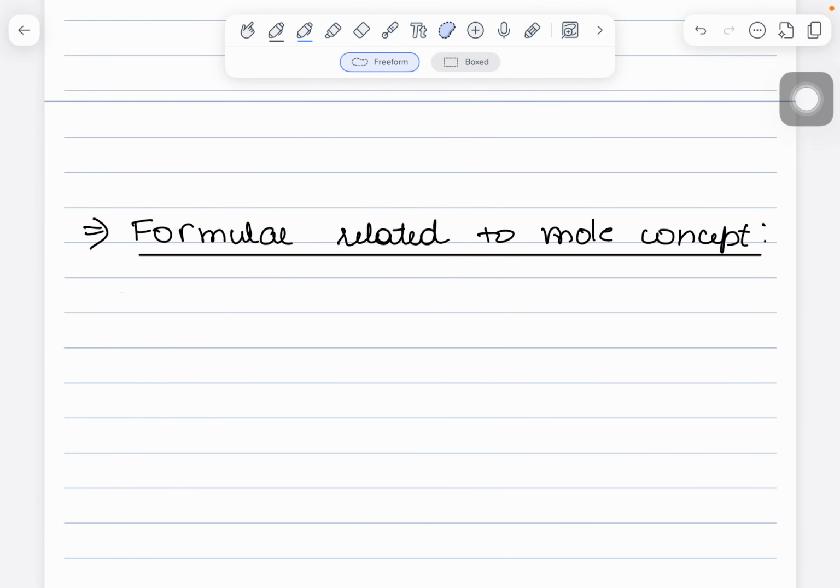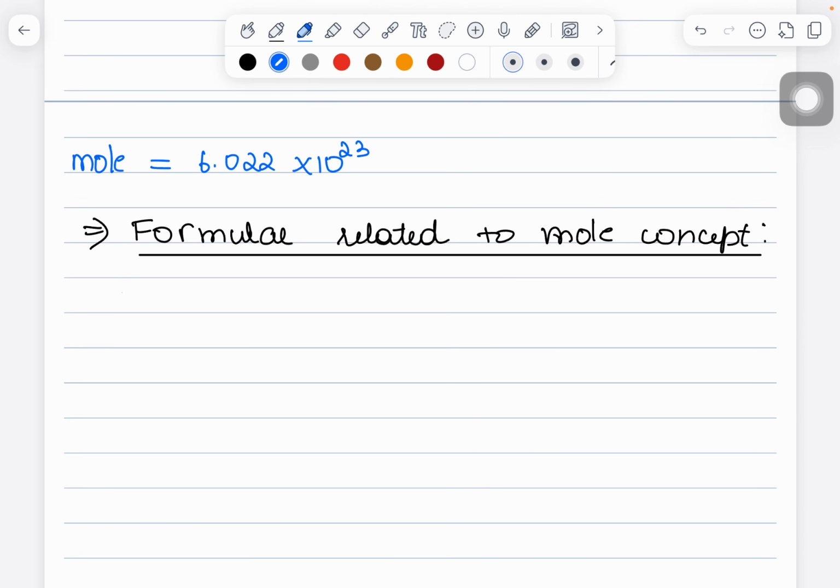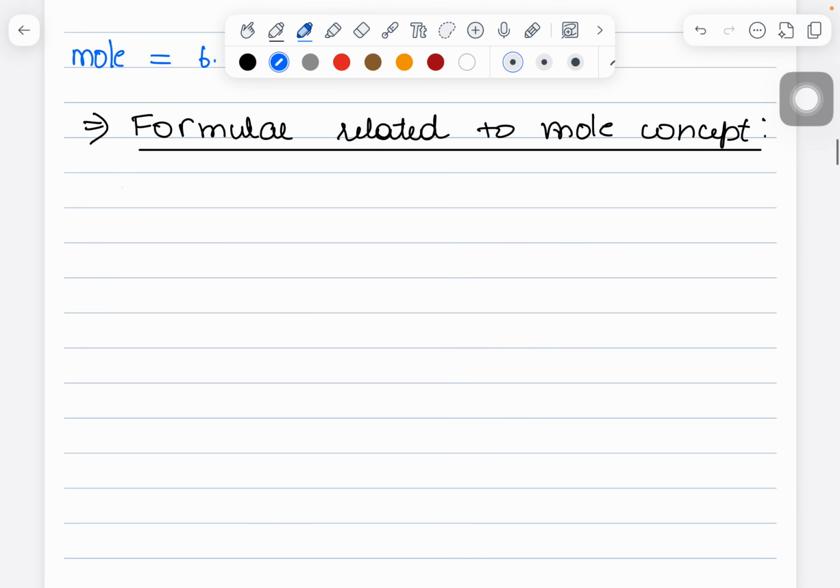Hello students, in this video we will learn about formulas related to mole, or how to find mole with the help of a few formulas. Before that, let's have a quick recap. The value of a mole is equal to 6.022 × 10^23, which I can also call Na, the Avogadro number. So to find mole, we can do it in three ways.